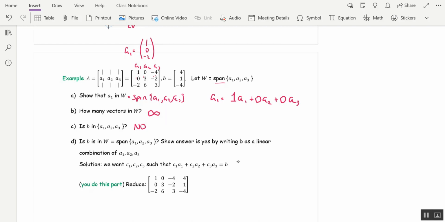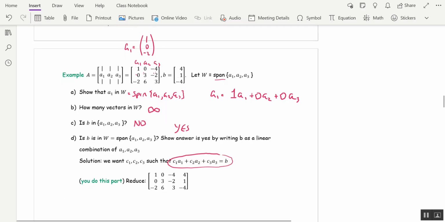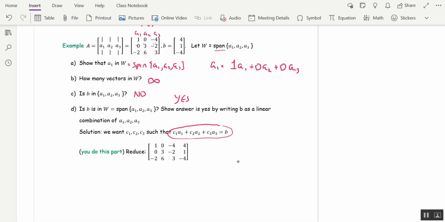No. The second question, the answer is yes, and the way to answer that is to figure out that B is a linear combination of A1, A2, A3, which means we need to do some computation. So we want C1, C2, and C3 such that this equation's true. So what we need to do is reduce the augmented matrix where A1, A2, and A3 are our columns. Those were the V's before, now we're calling them A's, and B is the augmented part. And instead of calling the weights x1, x2, x3, I'm keeping them c1, c2, and c3.